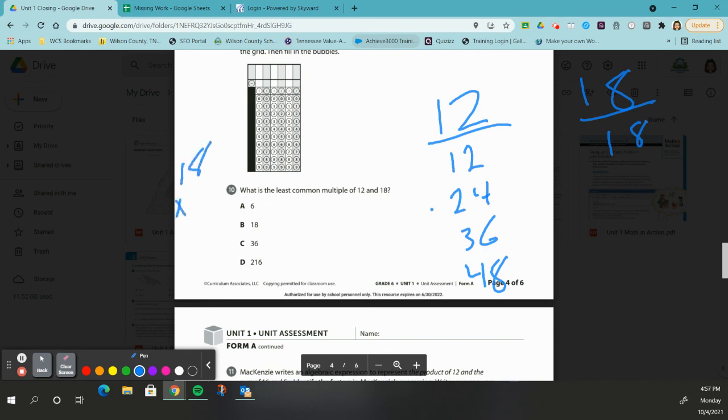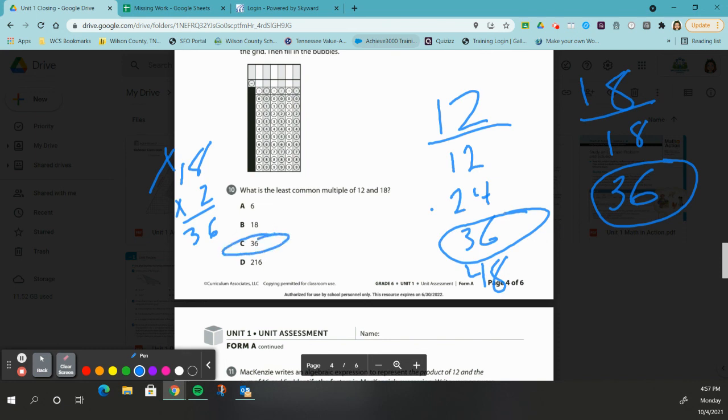Let's say 18 times 2, right? 2 times 8 is 16. 6, carry your 1. 2 times 1 is 2, plus the 1 would be 36, right? I can stop right there because I have found the smallest number that is the same. That is the least common multiple: the smallest, the least common, the same multiple. All right, so we have 36 as our answer here for number 10.